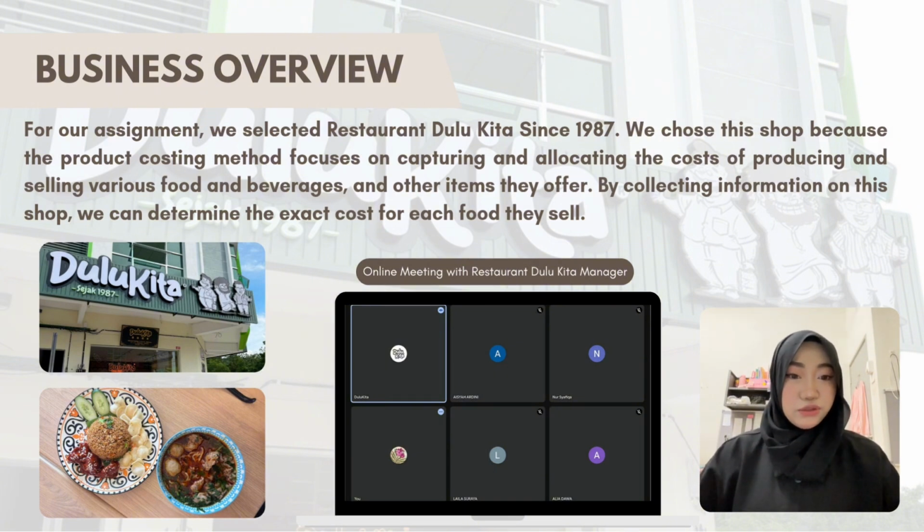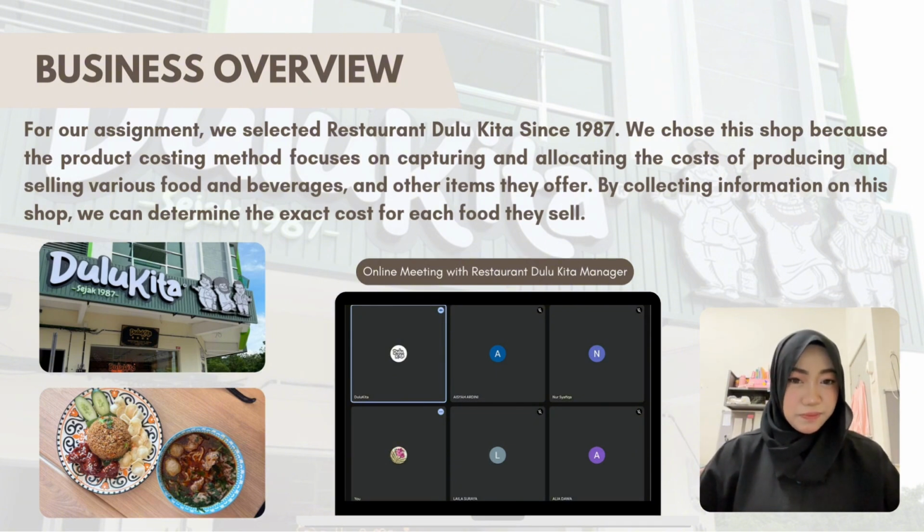Business overview. For our assignment, we selected restaurant Dulu Kita since 1987. We chose the shop because their product costing method focus on capturing and allocating the cost of producing and selling various food and beverage and another item they offer. By collecting information on this shop, we can determine the extra cost for each food they sell.